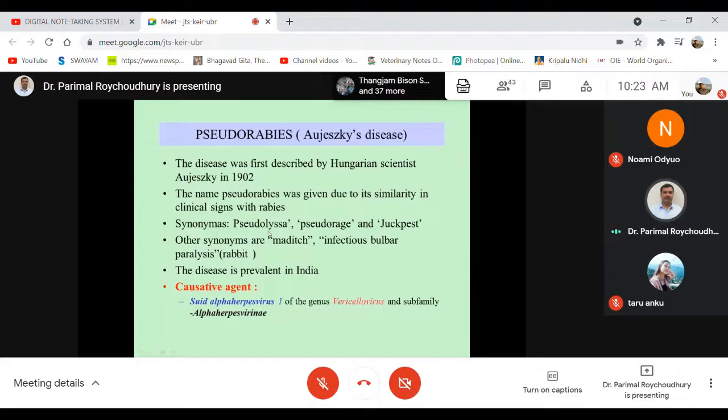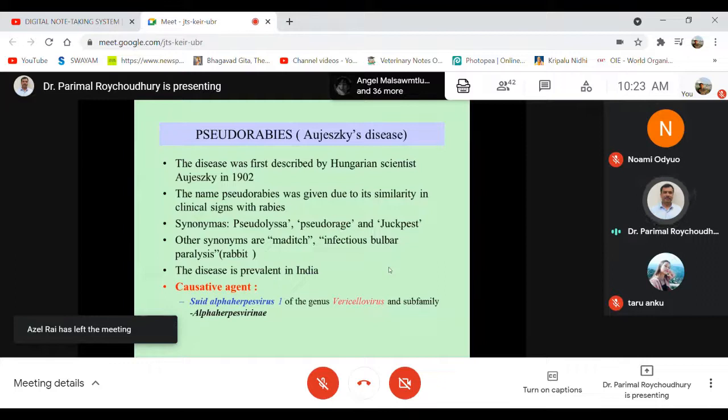So long back, the Hungarian scientist Aladár Aujeszky in 1902 identified it, but the causative organism was detected quite later. It has been seen that the disease is worldwide in prevalence. In India, there are reports of pseudorabies, but it's not as frequently recorded as other viral infections of swine. Rarely we see some reporting of pseudorabies virus. So we can say that the disease is not prevalent, maybe underreported. There is a possibility that the disease may remain underreported.